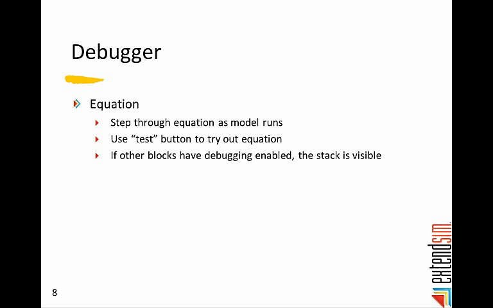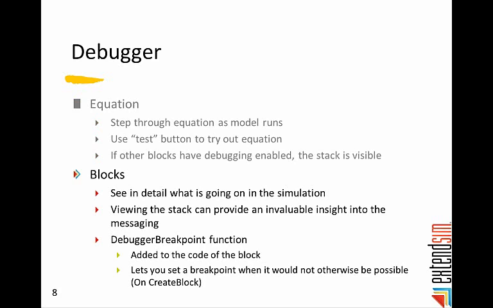So if you're having trouble figuring out why your equation is being calculated a particular amount of time, one trick you can do is to turn on debugging for everything in the model, and then use the equation debugger to see who generated that message.